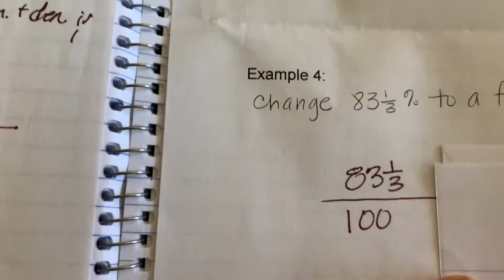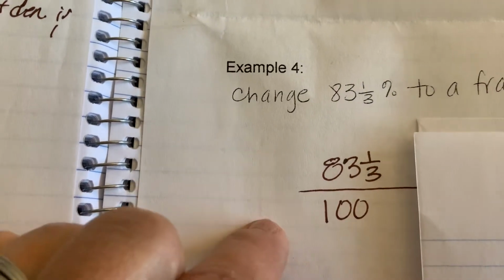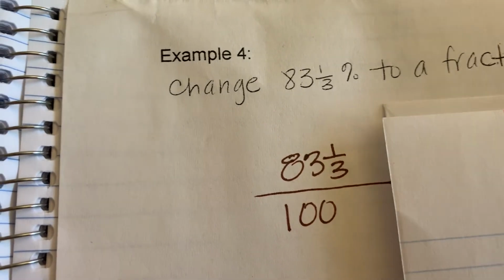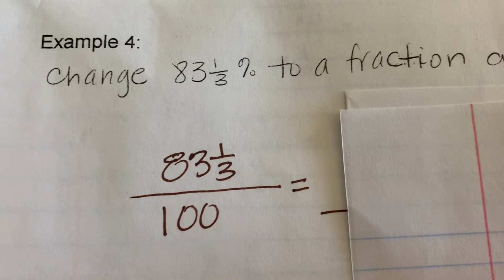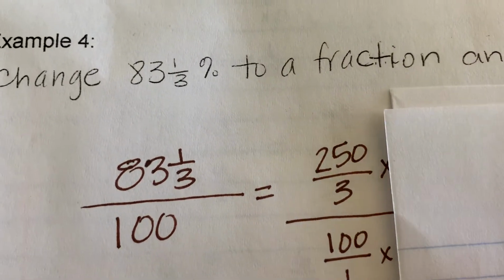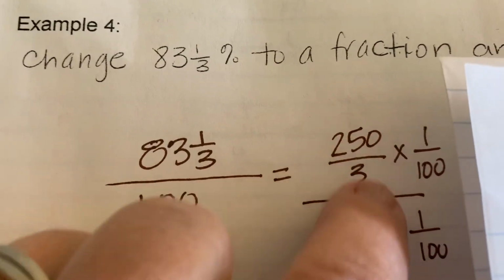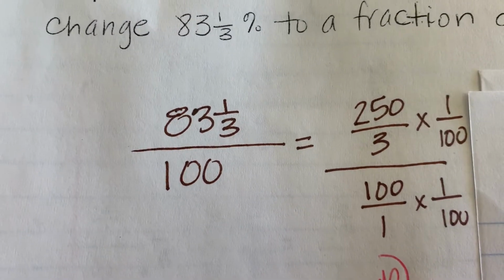Well, 83 1/3% looks like this as a fraction. It's 83 1/3 over 100. We know that. And it's the same kind of problem. I make an improper fraction on the top. So I went 3 times 83 plus 1 gave me 250 over 3, divided by 100 over 1.